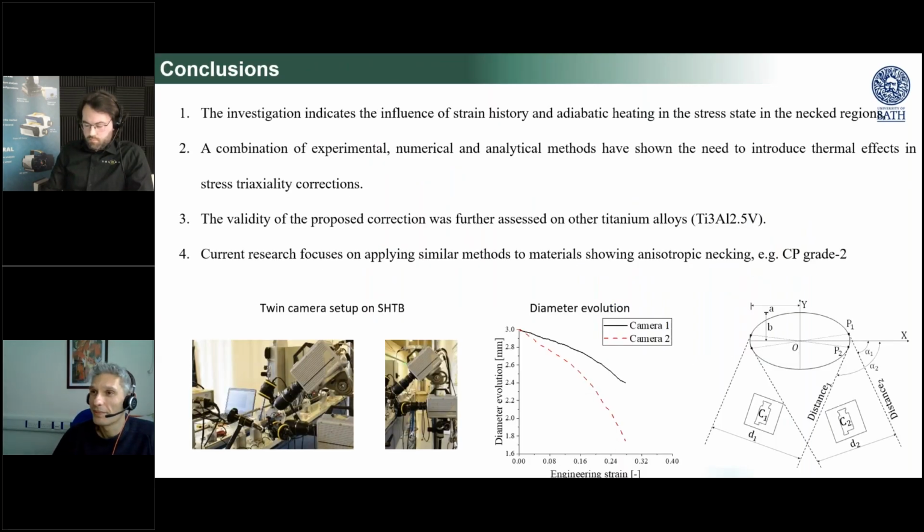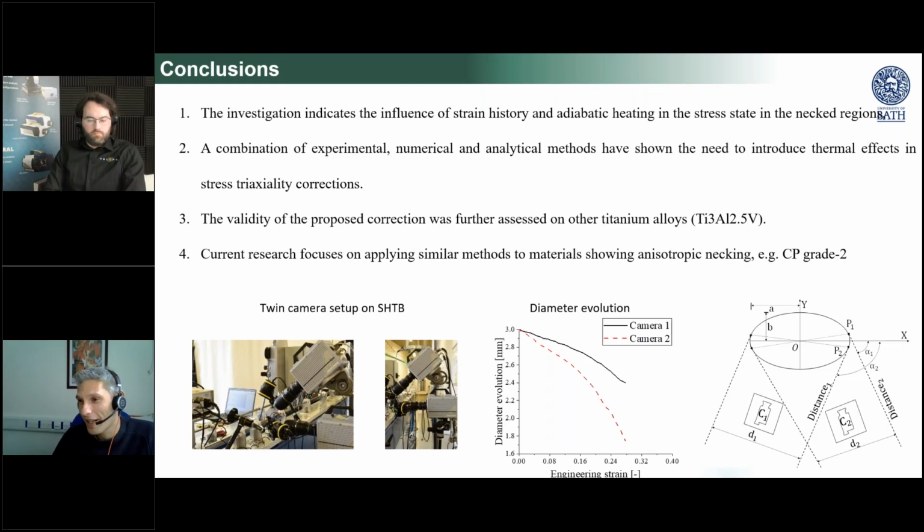To conclude, we have conducted an investigation that indicates the influence of strain history and adiabatic heating on the stress state in the neck region. We have used a combination of experimental, analytical, and numerical methods to show the need to introduce thermal effects in stress triaxiality correction. And we verified the validity of this correction for different alloys, at least of the same nature.